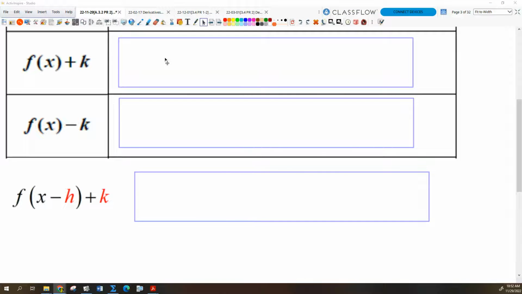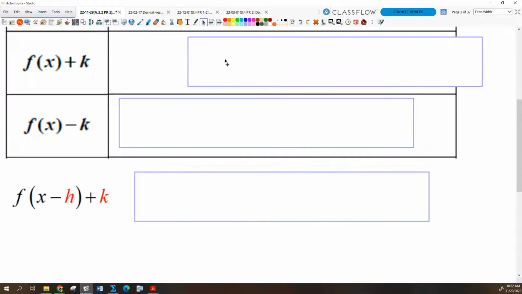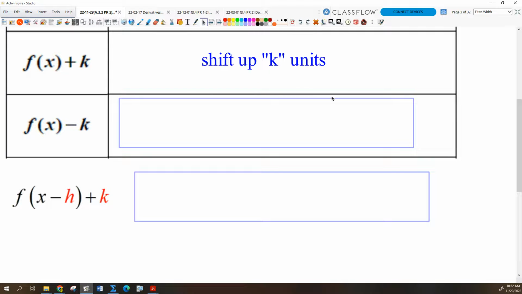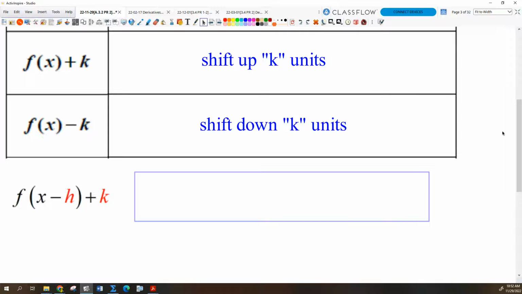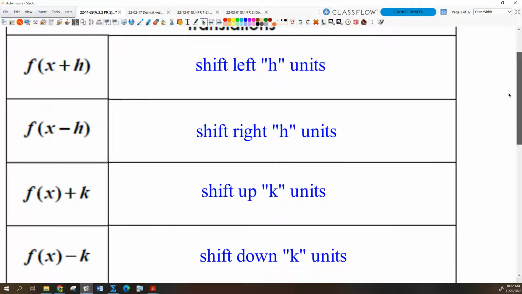right? So what's this going to do then if I add a number outside the function? It's going up. Yeah. So that means it's going up by k. K is the vertical translation. Subtracting k is the same as adding a negative number, so it's going down. Now notice, they work oppositely, don't they? K works like you'd expect. H is the one that's tricky because it's being subtracted from x. That's the one that seems a little bit backwards.